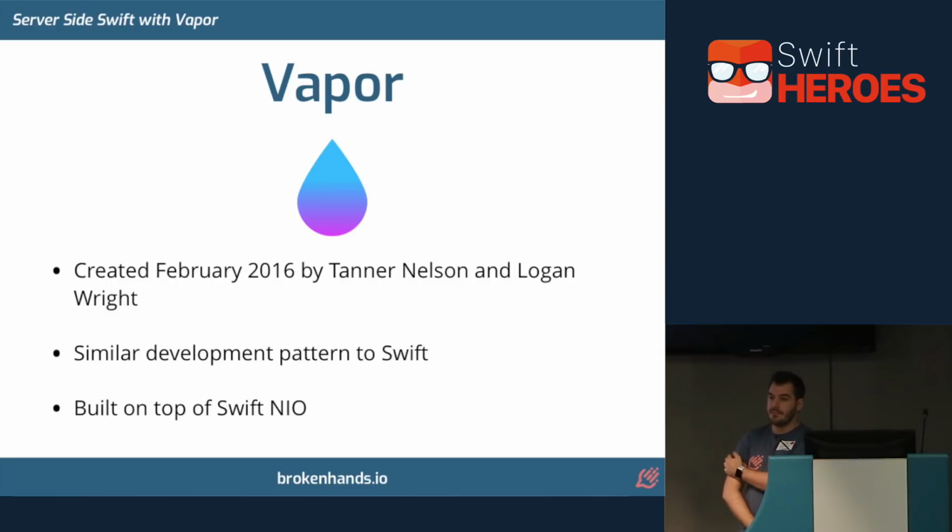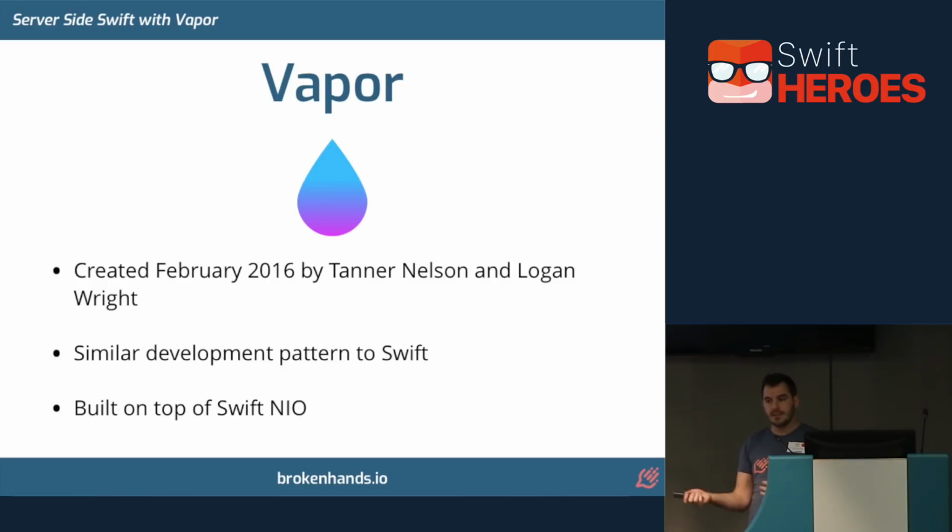So Vapor was created in February 2016 by a guy called Tanner Nelson. And then he was joined pretty much straight away by a guy called Logan Wright. And that was almost straight after Swift was open sourced by Apple, which meant you could run it on Linux.